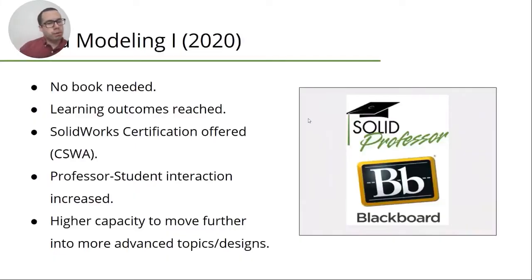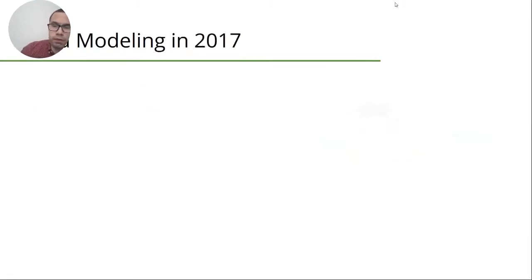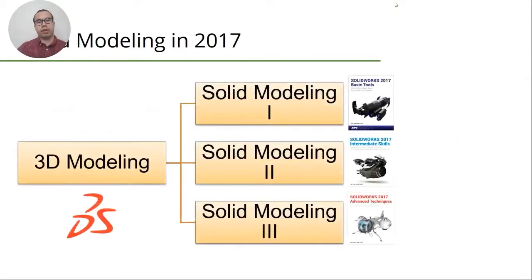Okay. So, like I said, the class has been evolving very rapidly between 2017 and now. And pretty much we got Solid Professor one semester after I got hired, and it's been very helpful. So, what happened in solid modeling?